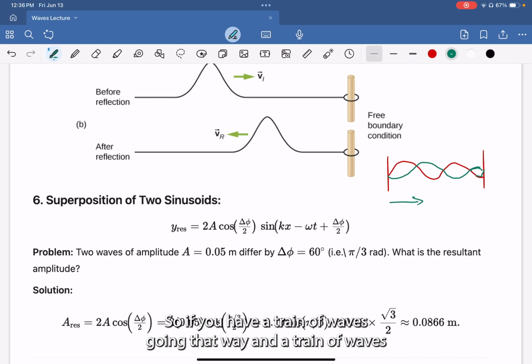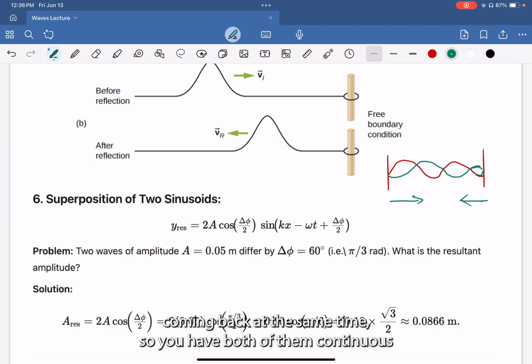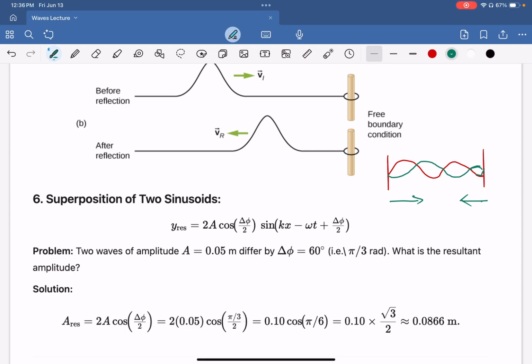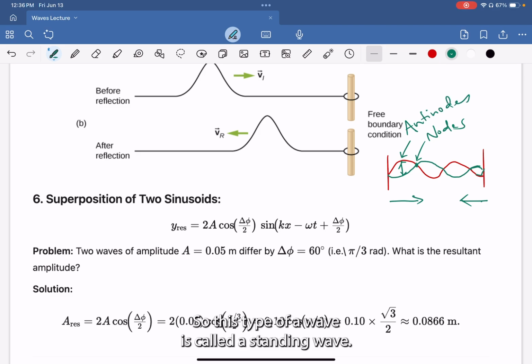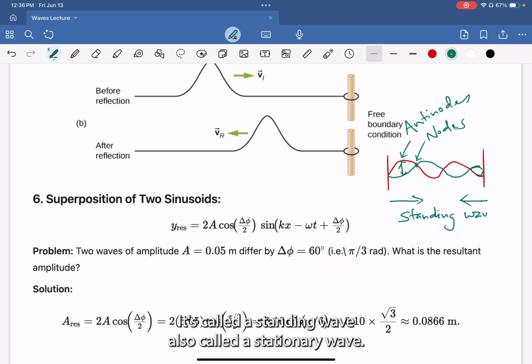If you have a train of waves going that way and a train of waves coming back at the same time, so you have both of them continuous to the left and to the right, then they're going to affect each other. And what happens to this particle here is that it doesn't move. But this particle here, it moves with the highest amplitude. So you have nodes and antinodes. This type of wave is called a standing wave. It looks like it's not going to be moving at all. It's also called a stationary wave. So how do you get a standing wave? A standing wave is produced when a progressive wave moving in one direction is superimposed on its reflection.